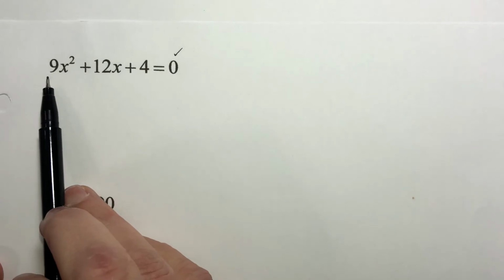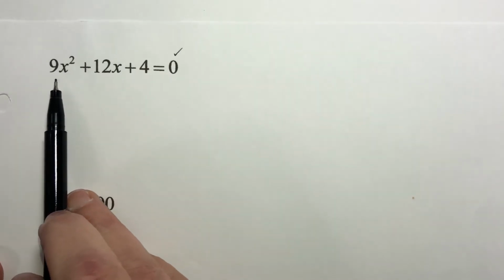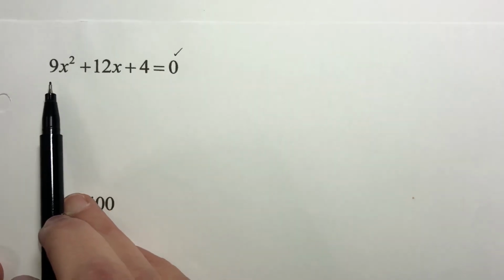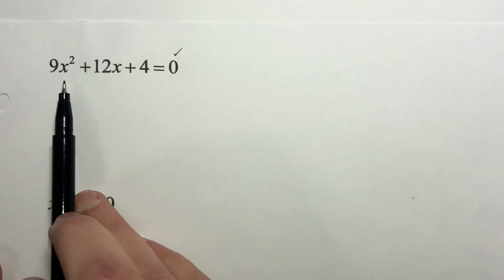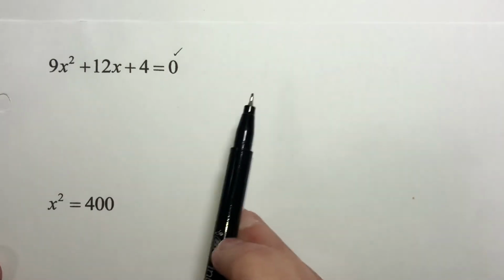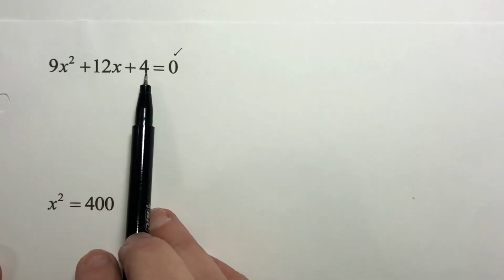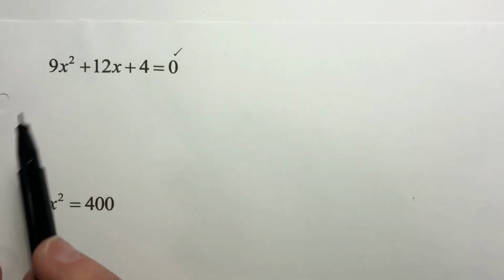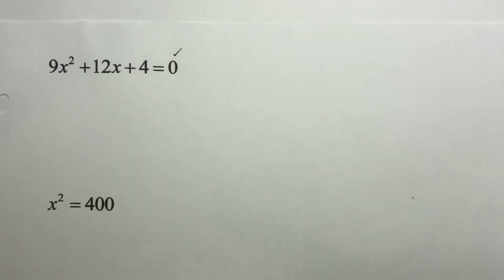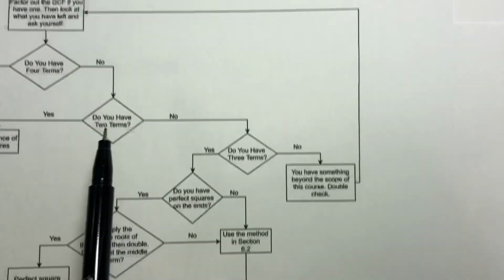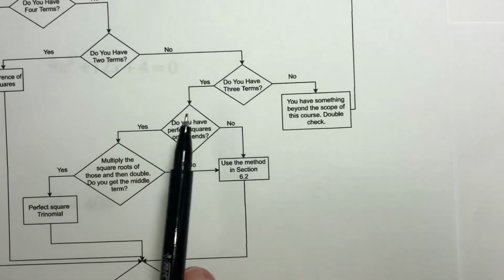I see a number in front of my square, so that tells me I should have either a GCF or a special form, in this course. I do not have a GCF. There's nothing that factors out of both a 9 and a 4. So I've got 3 terms, which sends me down to here. Do we have perfect squares on the ends?